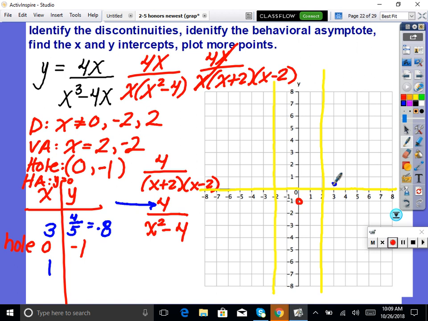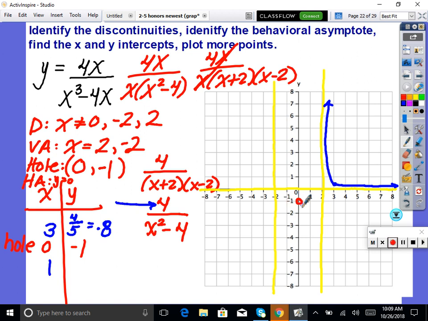Won't it come up by this asymptote? Can't cross it. We already know it won't cross this one. Didn't we just find there's no x-intercepts? So boom. We're done with that half. Now look, we need to plot some points between this hole and this asymptote right here. And then we need to plot some points between this hole and this asymptote.